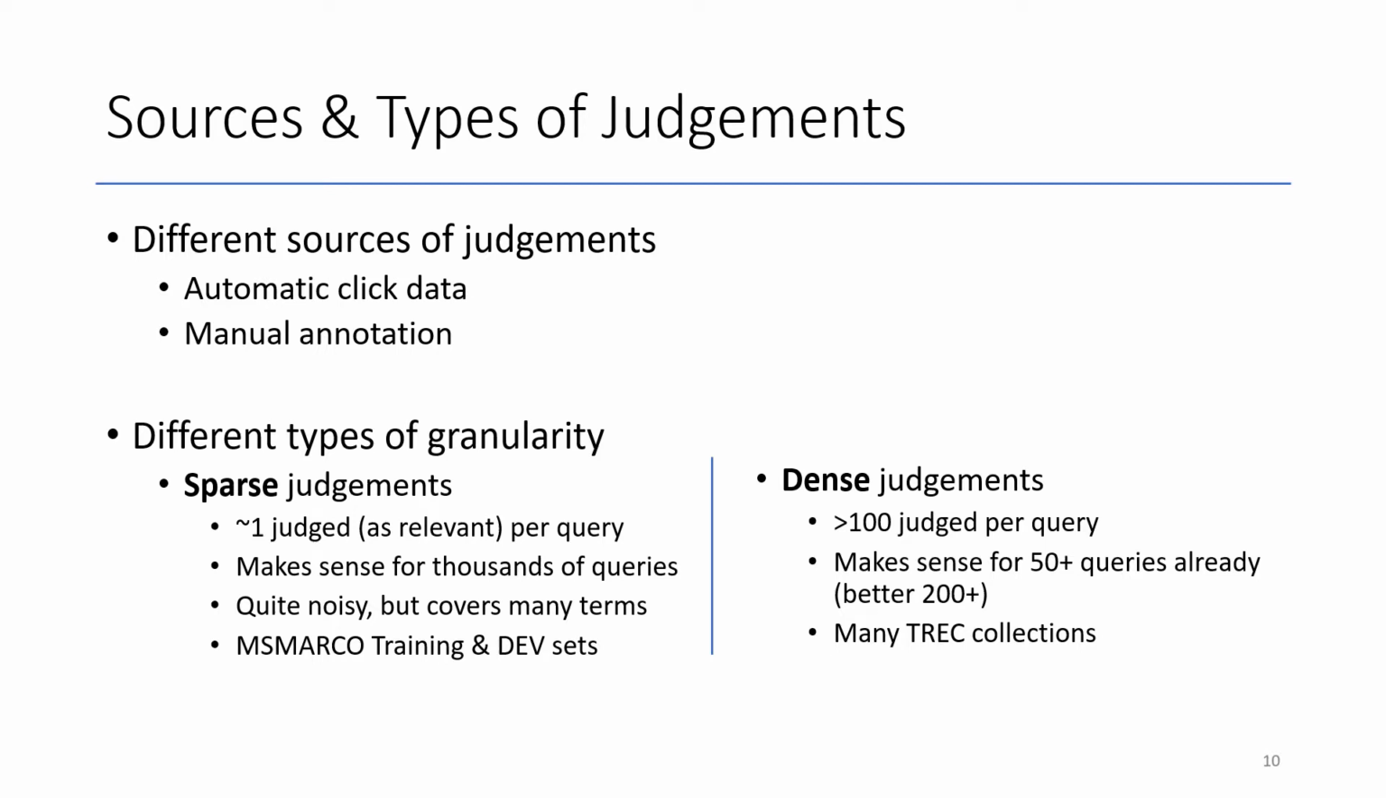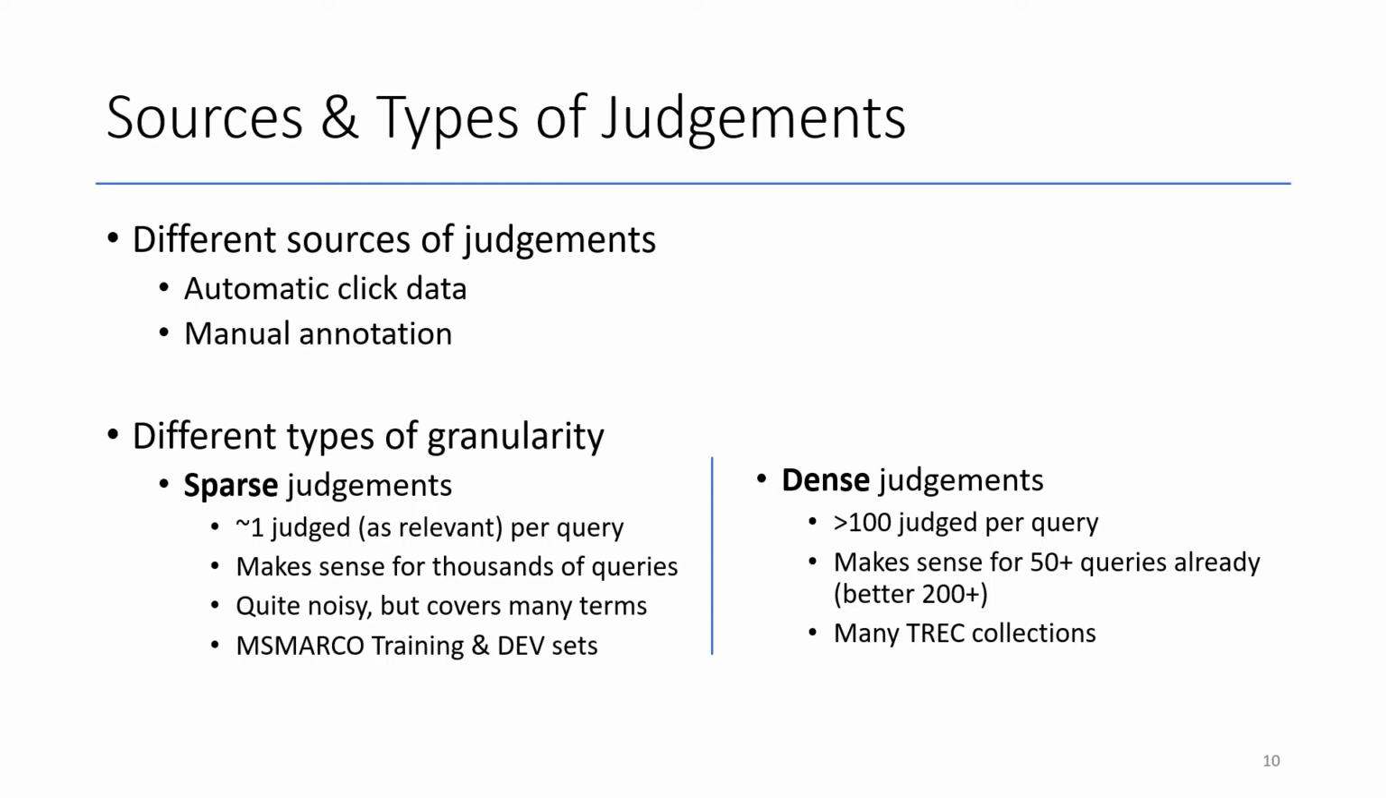So we have to think about different types of judgments to better understand how we evaluate them. First, we could create judgments from automatic click data if we have a big search engine with thousands of users that actually can give us insight about specific queries. But we don't have that. So here at the university, we focus on manual annotations, where annotators manually judge query document pairs.